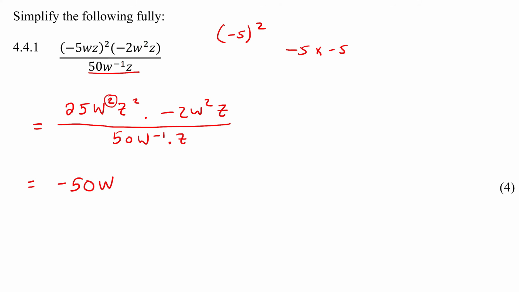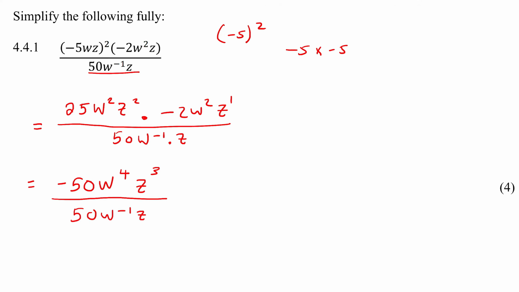Now these are exponents. And I know that when I multiply, then I must add exponents. Okay? The next part is the z's. 2, and then I know that there's a 1 here, and I must add those. That'll give me 3. Here I've got a 50 at the bottom, and a z.